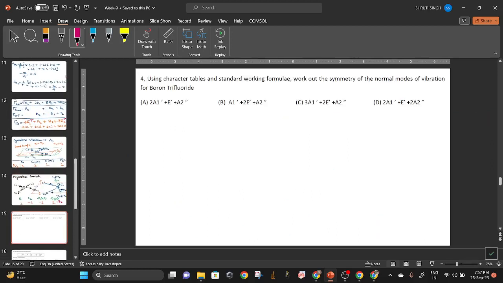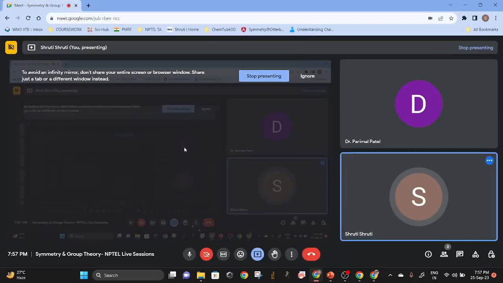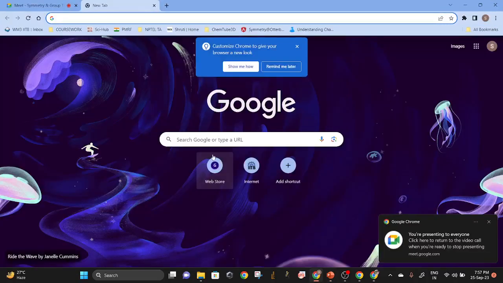Okay. Next one is an easy one, and this has been done in class. Boron trifluoride. Can you do this now? I will tell you the point group is D3h. I will put up the character table also here.